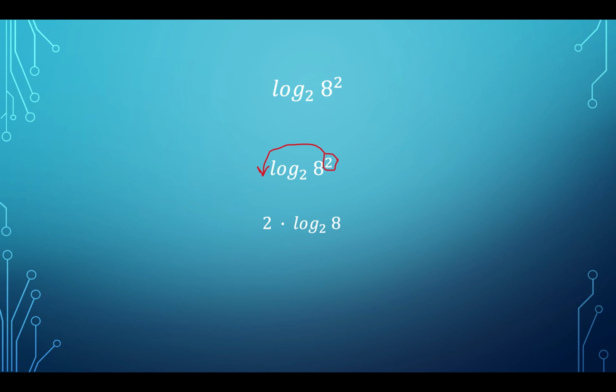base 2 of 8. What you need to do now is evaluate this log and get an answer. This 2 is just going to sit here and wait patiently until we evaluate this. You can do it in your head if you want: 2 to what power is going to give me 8. The easiest method going forward is to use that change of base formula. So you're going to do log 8 divided by log 2, and we're going to get 3. So now 2 times 3 is equal to 6. Our final answer here is 6.